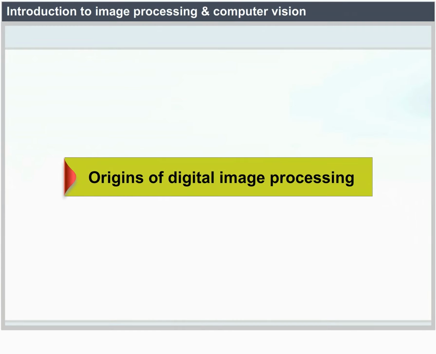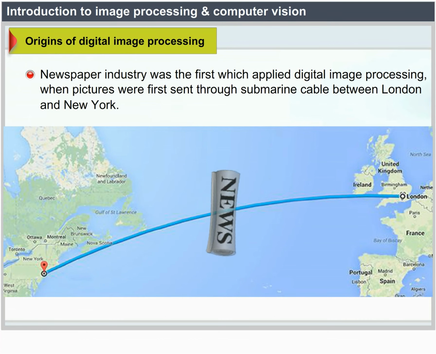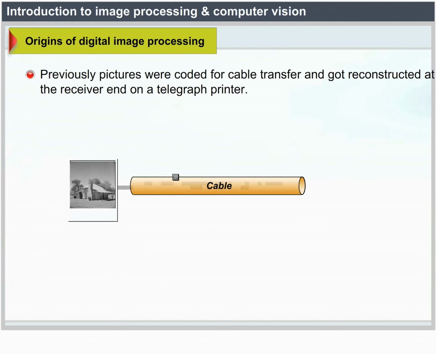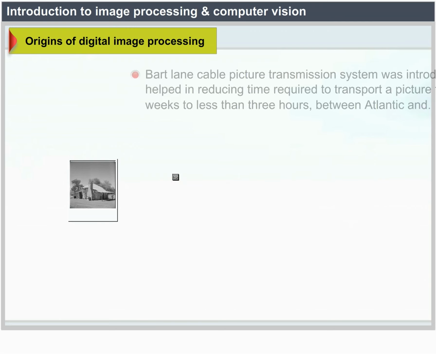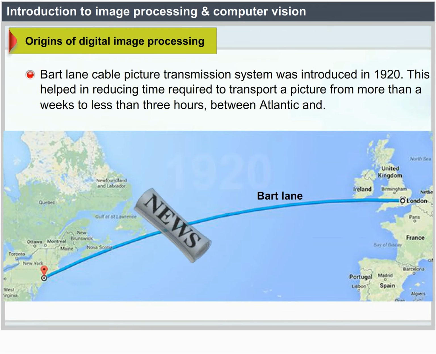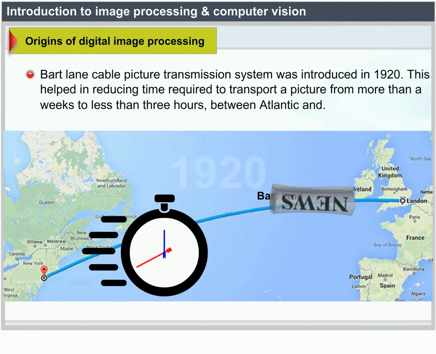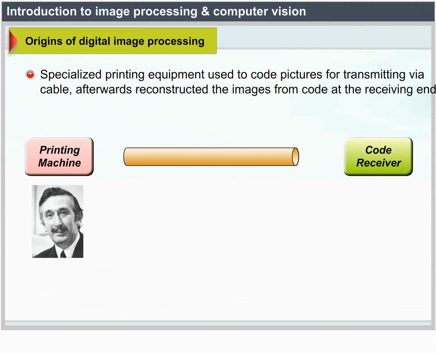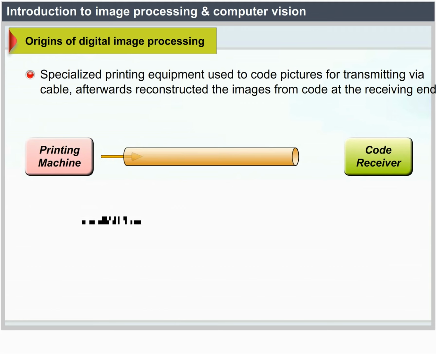Origins of digital image processing. One of the first applications in digital image processing was in the newspaper industry when pictures were first sent by submarine cables between London and New York. Pictures were coded for cable transfer and reconstructed at the receiver end on a telegraph printer. Introduction of the Bartlane cable picture transmission system in 1920 reduced the time required to transport a picture across the Atlantic from more than a week to less than 3 hours. Specialized printing equipment was used to code pictures for transmitting via cable and then reconstruct the image from the code at the receiving end.